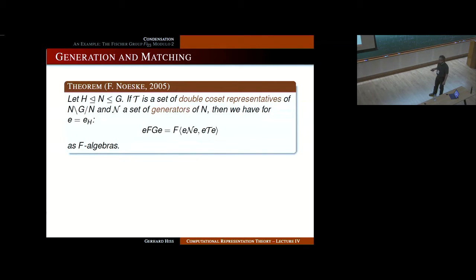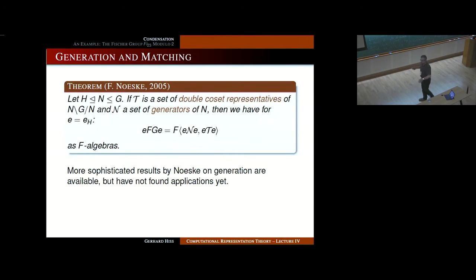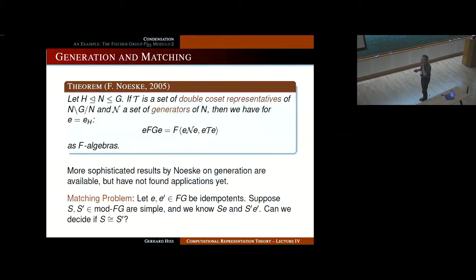You need 2 extra generators. Yeah? And if you take such elements, representatives of double cosets, and these can be computed with GAP in another representation of the group you can compute with, and generators for this group N, then in fact the condensed elements generate the condensation algebra. And then there are some more sophisticated methods, but we haven't found application. Another problem, Felix Nöske solved this.